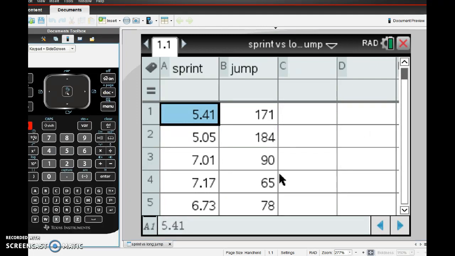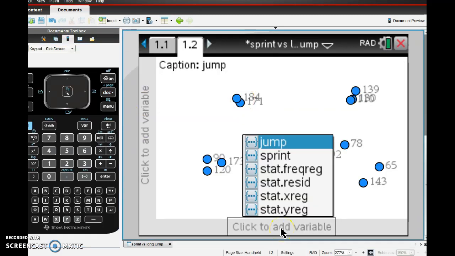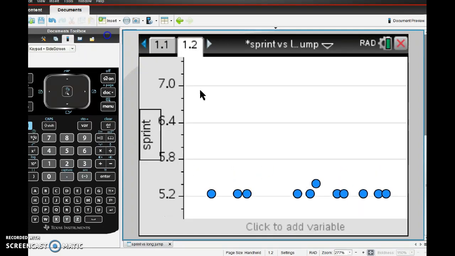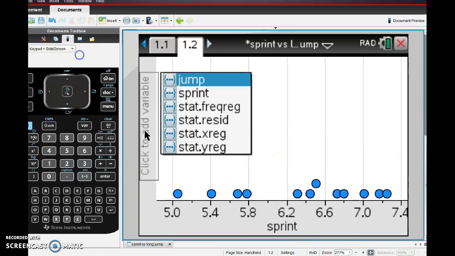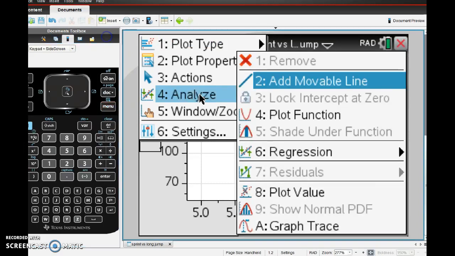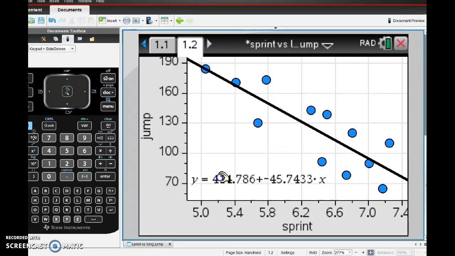There's a couple ways to do it, but the way I like is from the graph. After all, you should never even think about finding the R value unless you know the relationship is linear. So I'm going to put sprint on the x and jump on the y. It looks linear, therefore it makes sense to calculate the R value. So what I like to do is just run the regression line. Menu, analyze, regression, linear.